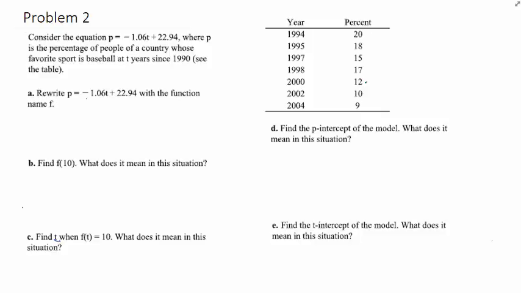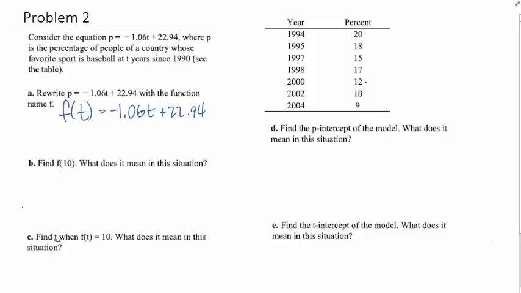It says to rewrite p is equal to negative 1.06t plus 22.94 with a function named f. So with a function named f, I think we simply want to write this as f of something is equal to negative 1.06t plus 22.94, and that something is going to be our independent variable t. So that's how we would rewrite this with function notation.